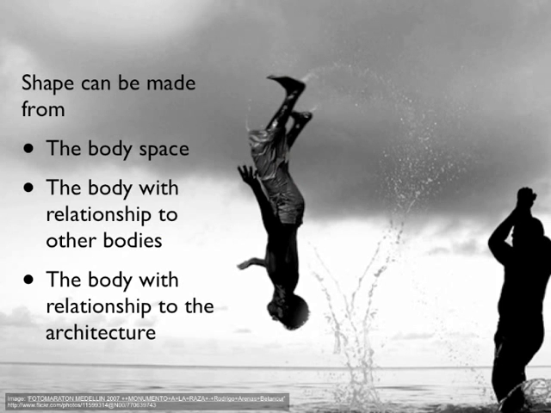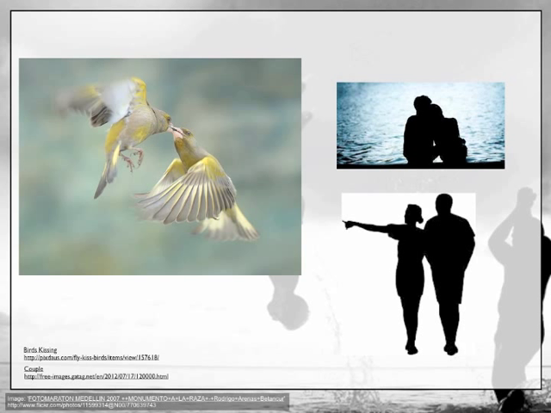So far we've looked at just the shape of the body on its own. But shape can also be made from the body in space, as we've just looked at it, the body with relationship to other bodies, and the body with relationship to the architecture or to the environment. So when you start putting bodies next to each other, they start to tell a different story or a new story or a story that we wouldn't have guessed from the body just on its own.